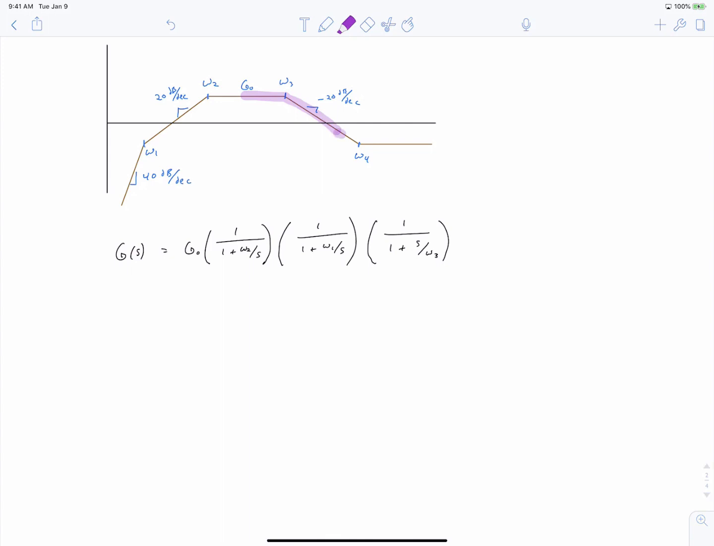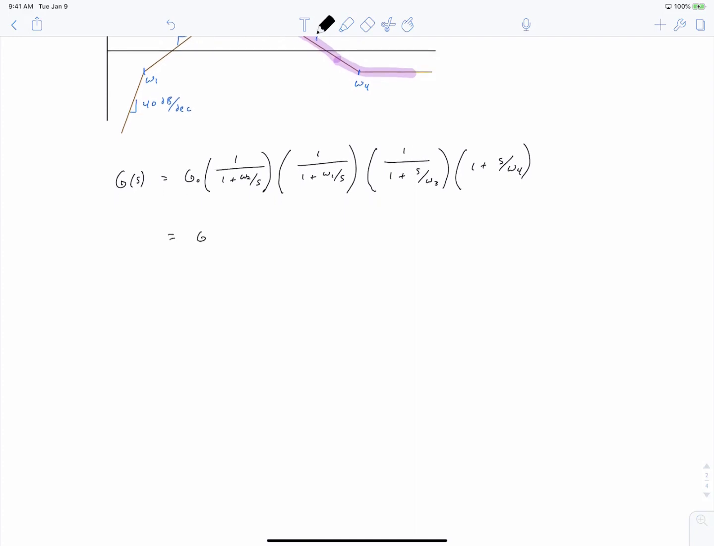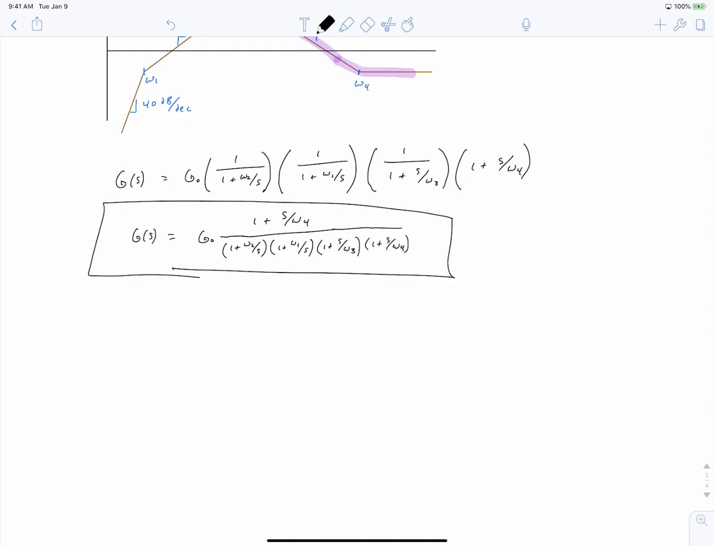Continuing further on this path, we suddenly see a slope change of plus 20 decibels per decade because our gain stops decreasing, and that corresponds to a zero. So we now have our transfer function. If we want, we can clean this up a little bit. Okay, so this demonstrated following the procedure that we just came up with.